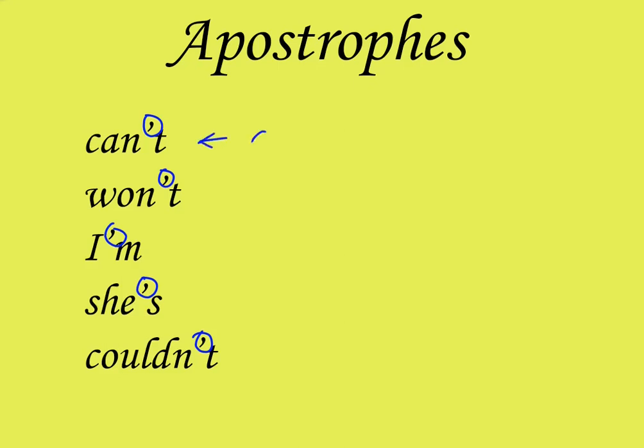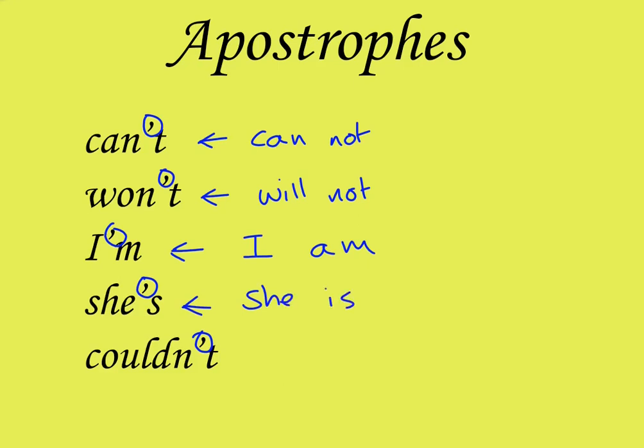Can't has had can and not joined together. Won't is will and not. I'm is I and am. She's is she and is. And couldn't is could and not. As you can see, sometimes only a single letter has been replaced or removed, as in cannot, and I'm, and she's, and couldn't.